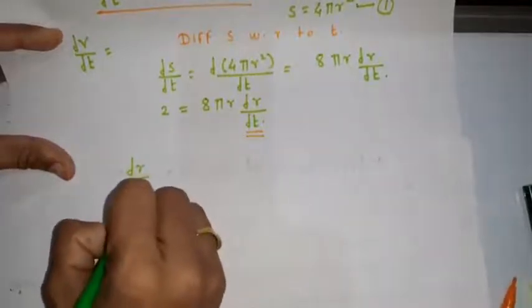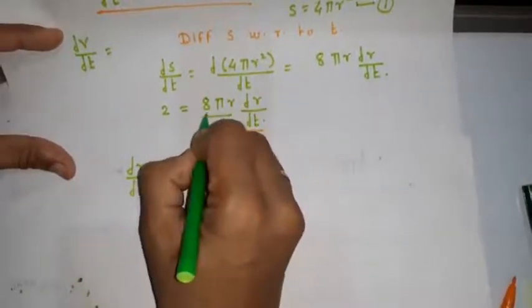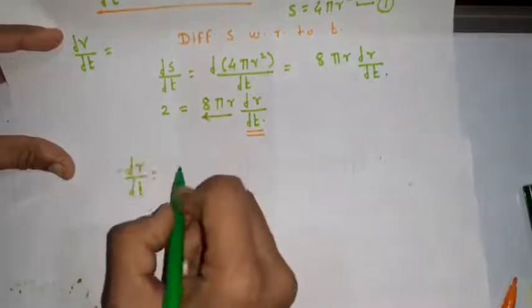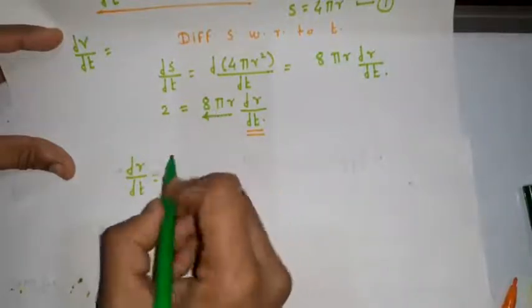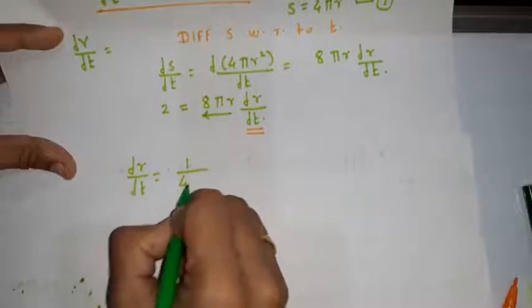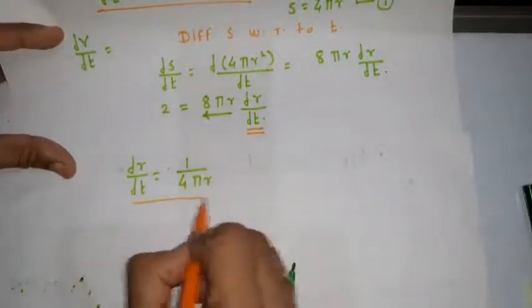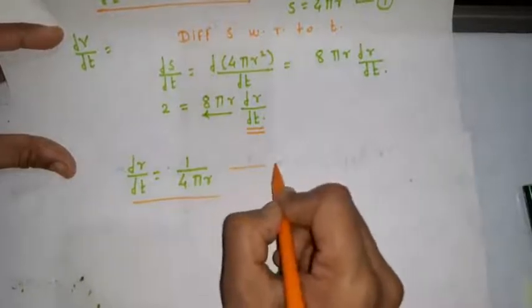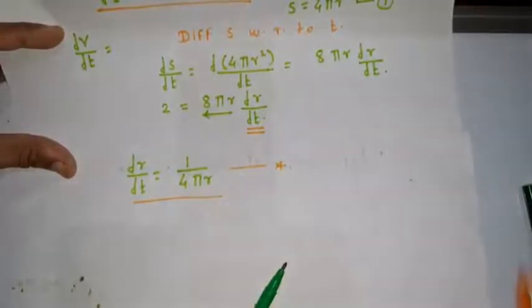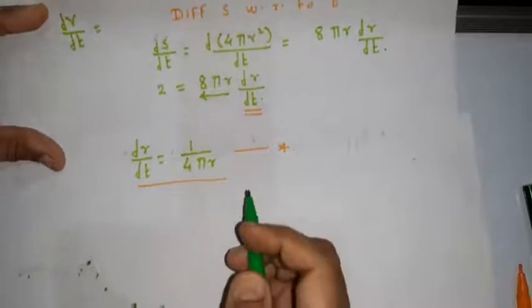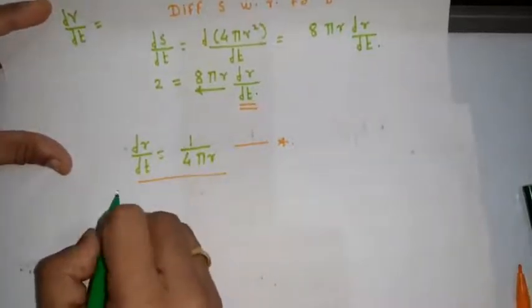Shifting the term to that side, we will get dr by dt equal to 2 upon 8 pi r, that is 1 upon 4 pi r, and this is the value of dr by dt. Okay students, this is the value of dr by dt. Now we have to find out dv by dt.